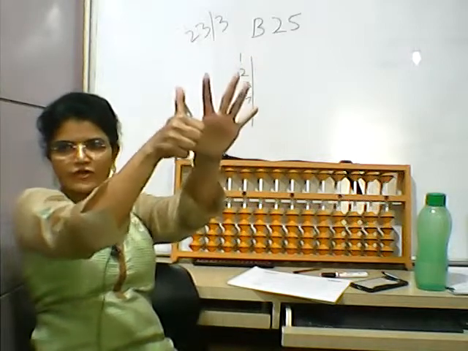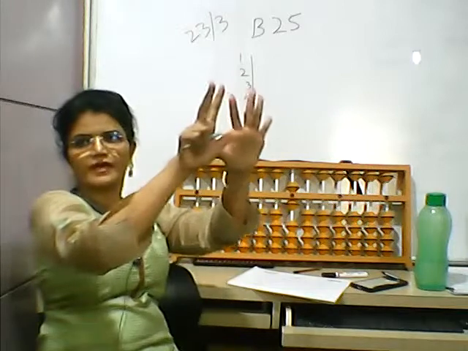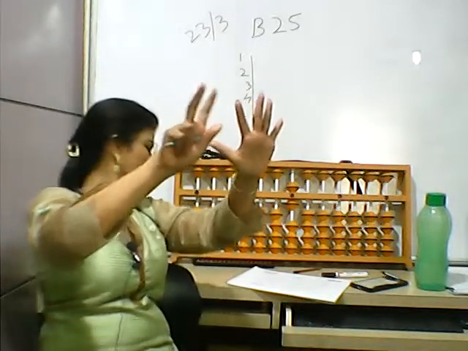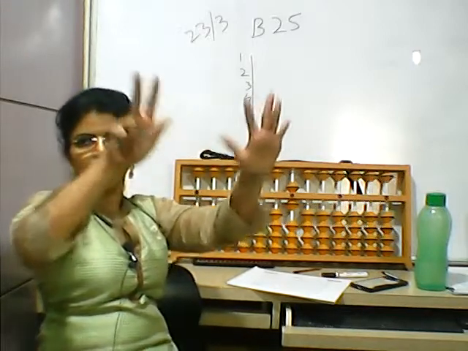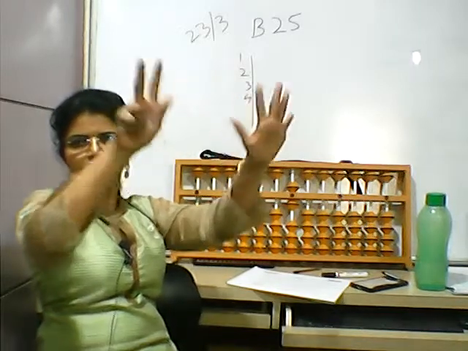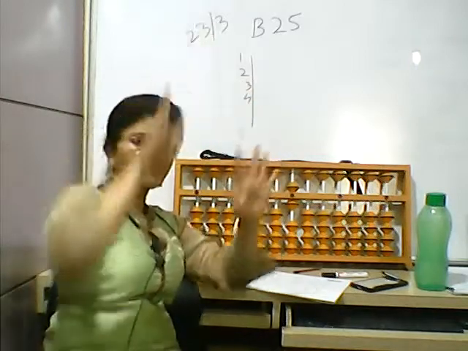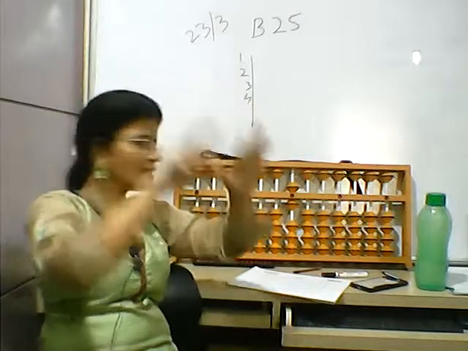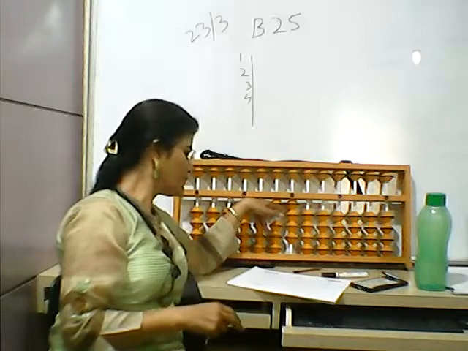5 and 1, close action. 8. 8 ka friend, minus 2. Minus 2 to nahi hai. So mix complement. Plus 3, minus 5, plus 10. 3 up, 5 up, 10 up.